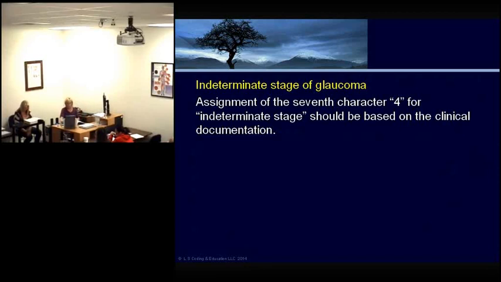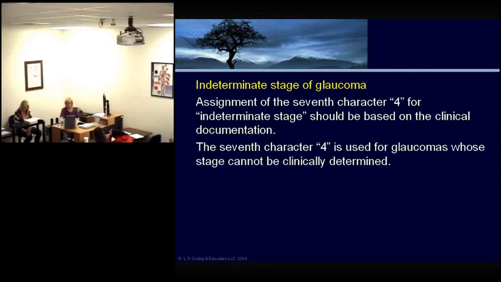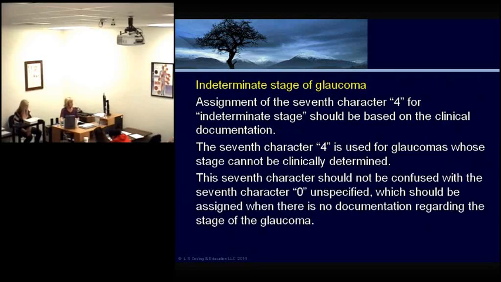Based on the clinical documentation, the seventh character 4 is used for glaucoma whose stage cannot be clinically determined. The seventh character should not be confused with the seventh character 0, which is unspecified. So don't get mixed up. If the doctor doesn't specify, you're going to use 0, right? If the doctor says indeterminate, you're going to use 4. So if they didn't tell you specifically what the stage is, you've got to use 0. You can't use 4.